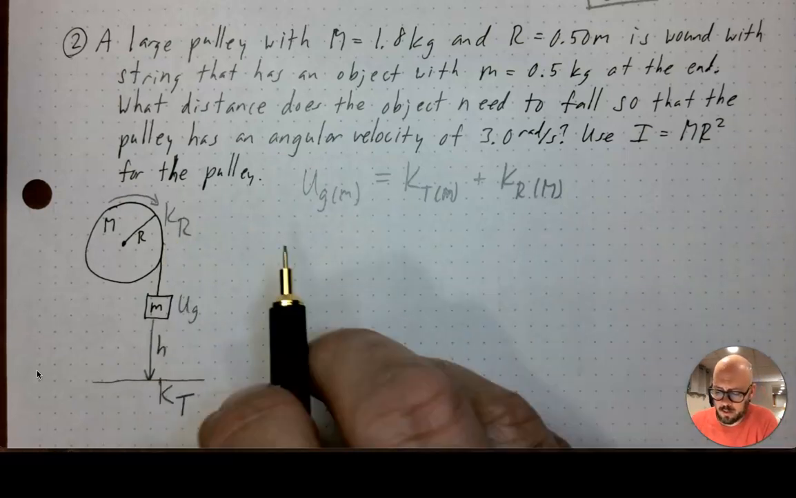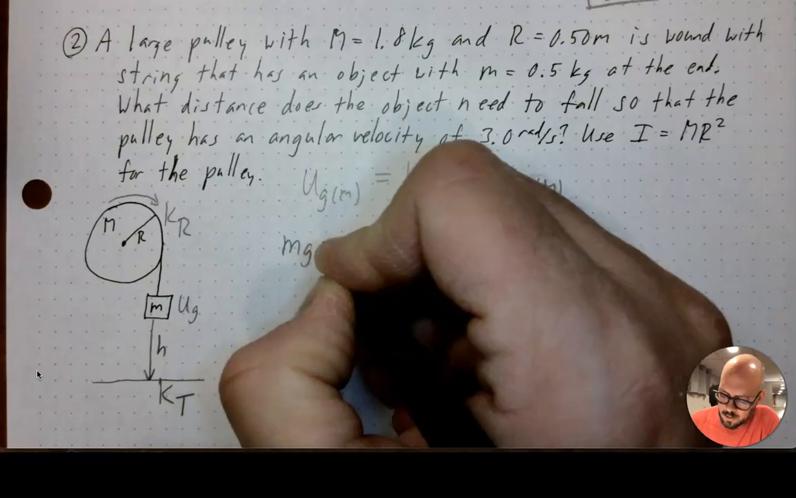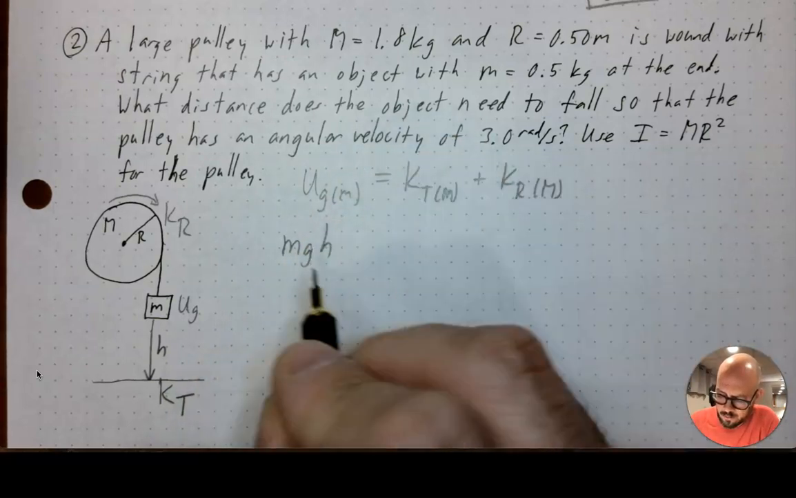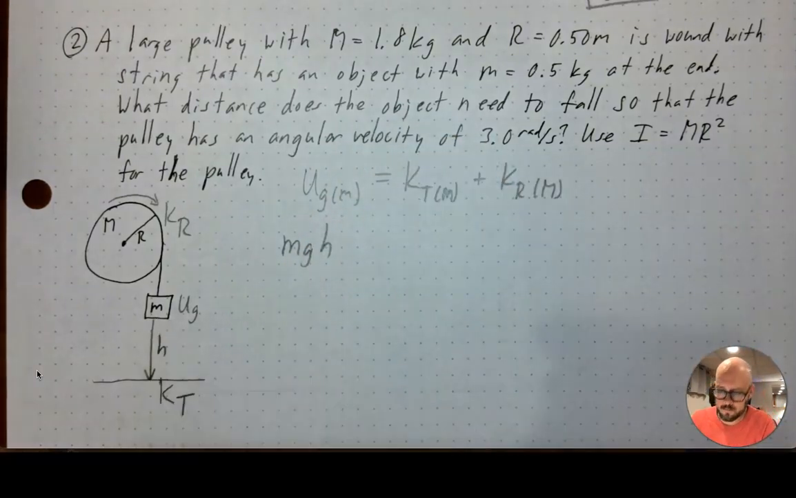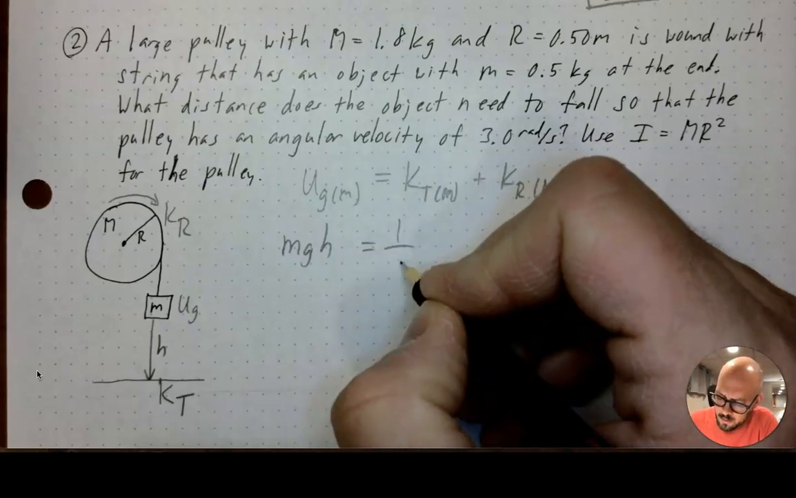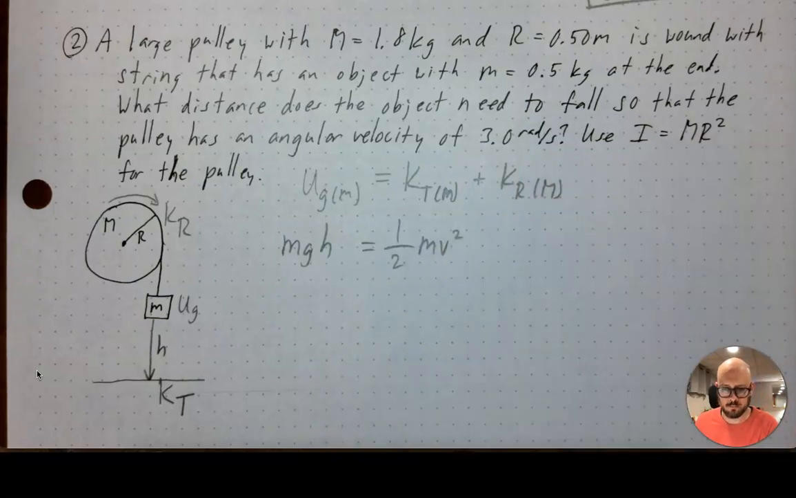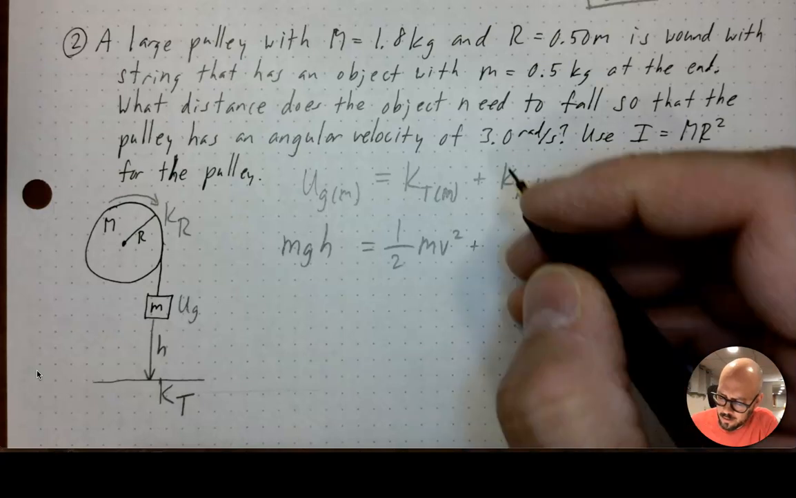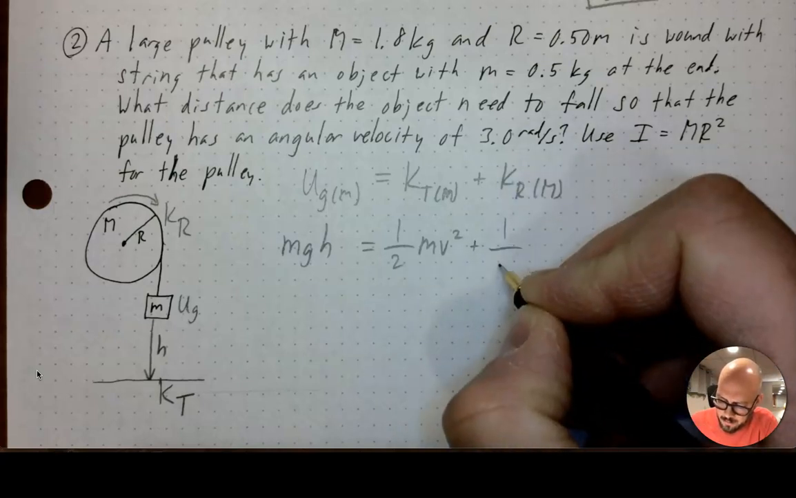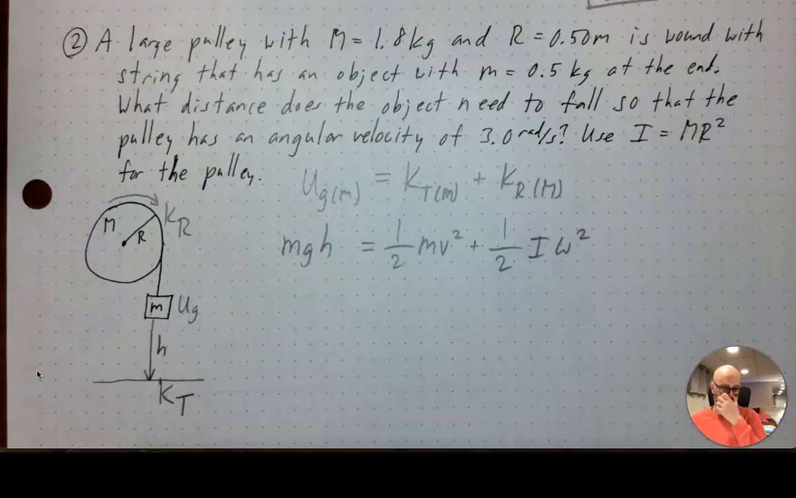Now we'll set up our equations. Gravitational potential energy is going to be mgh. I'm going to use the lowercase m for that mass. The translational kinetic energy is also going to be for little m, so 1/2 mv squared. And then the rotational energy, I'm not going to write m because it's 1/2 Iω squared. So that's a great start so far.